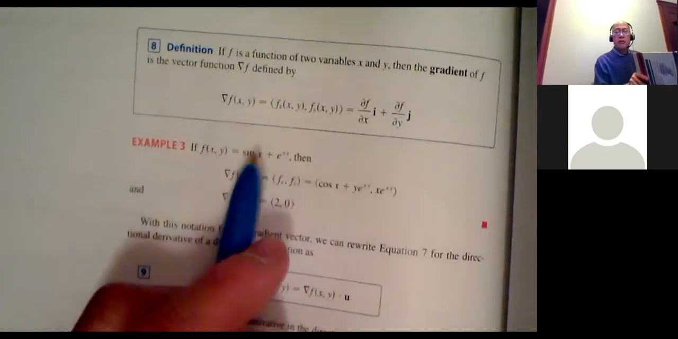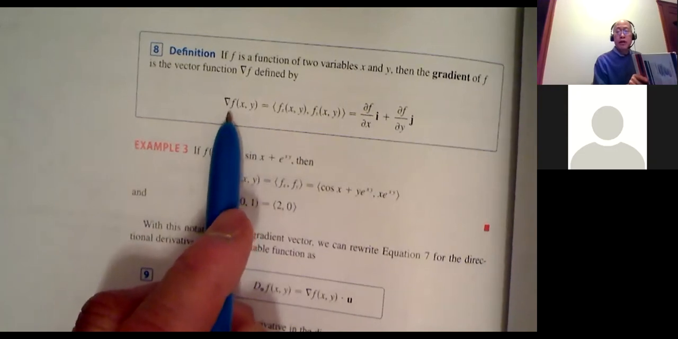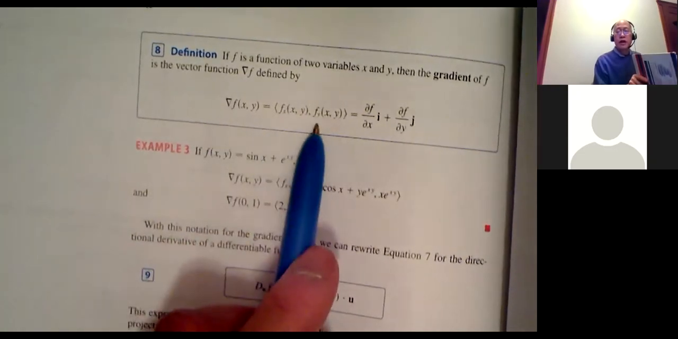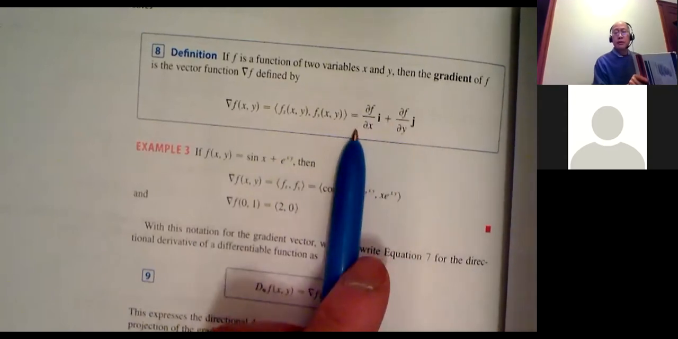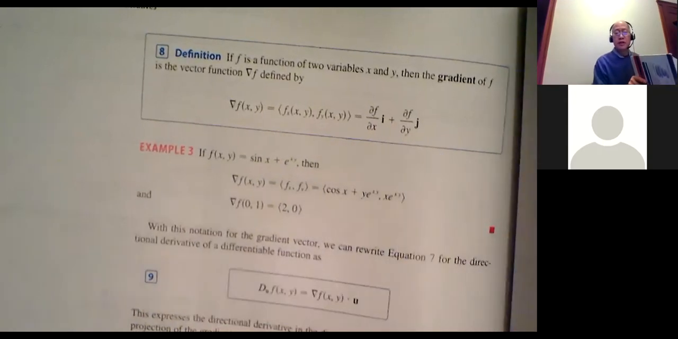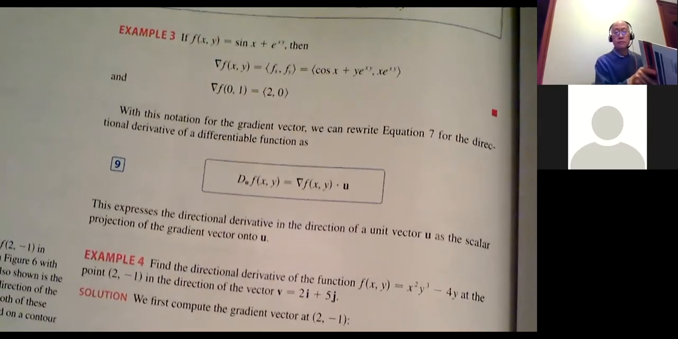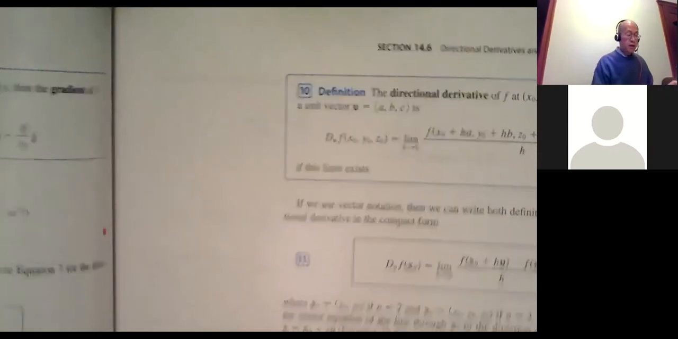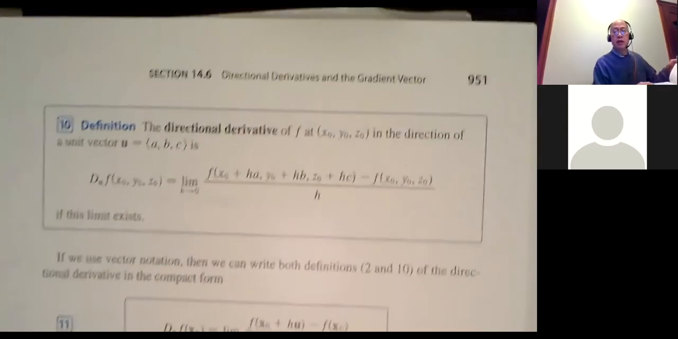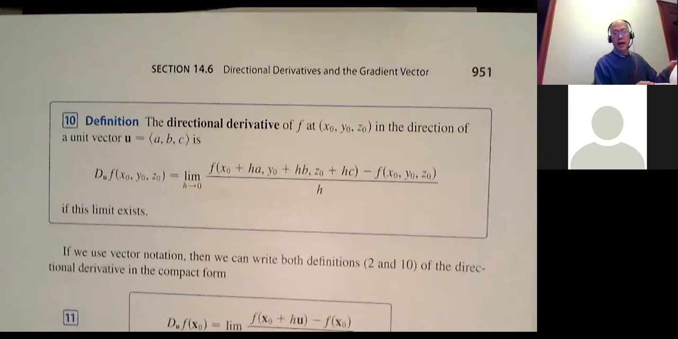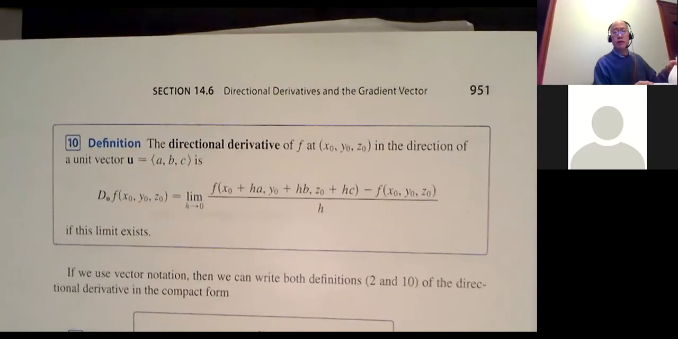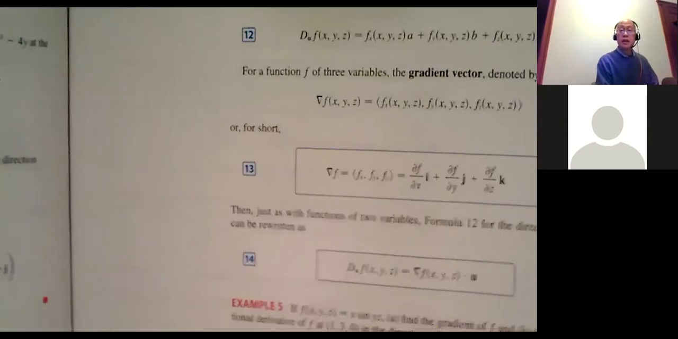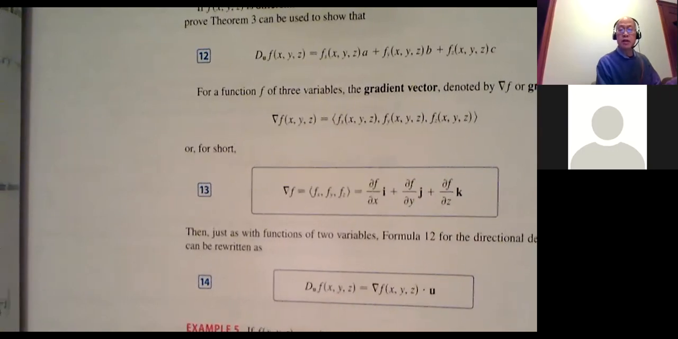So again, for the gradient, put this down. It's a vector, the vector whose components are fx, fy, and the three-dimensional one fz. Partial of f with respect to x, partial of f with respect to y, partial of f with respect to z. Gradient vector. And the three-dimensional definition of the directional derivative, you don't have to worry about it, but it kind of looks like the Calc 1 definition of derivative. And they do have the three-dimensional gradient right here, number 13.